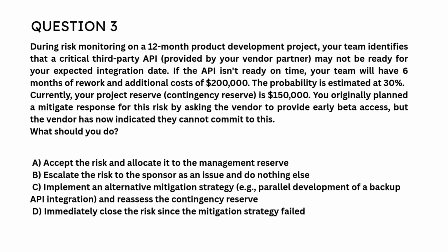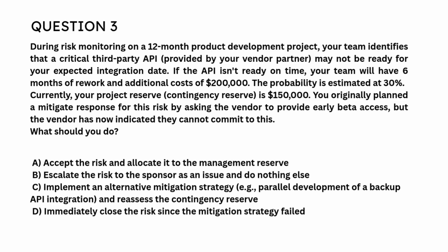Question 3. During risk monitoring on a 12-month product development project, your team identifies that a critical third-party API, provided by your vendor partner, may not be ready for your expected integration date. If the API isn't ready on time, your team will have 6 months of rework and additional costs of $200,000. The probability is estimated at 30%. Currently, your project contingency reserve is $150,000. You originally planned a mitigate response for this risk by asking the vendor to provide early beta access, but the vendor has now indicated they cannot commit to this. What should you do?